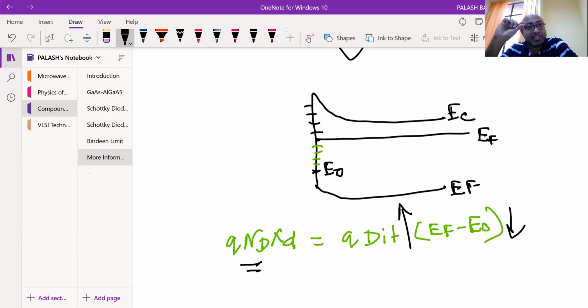Because even though the EF minus E0 distance may be very small, in this small zone plenty of defects are there which have taken the electrons, because the defect density is very high, right? So in that case EF minus E0 is very low, or you can say EF is pinned to E0. Fermi level pinned to E0. It is an exceptional phenomenon. So EF is pinned to E0, and this is called the Fermi-level pinning effect.